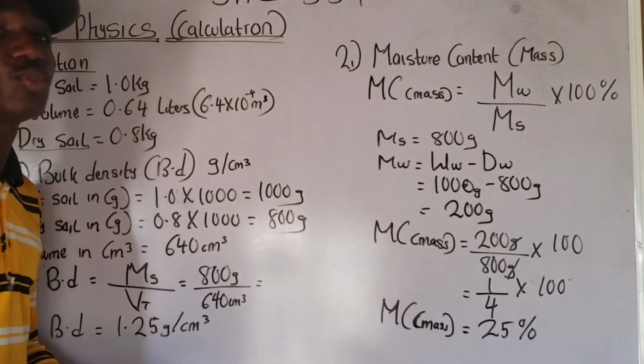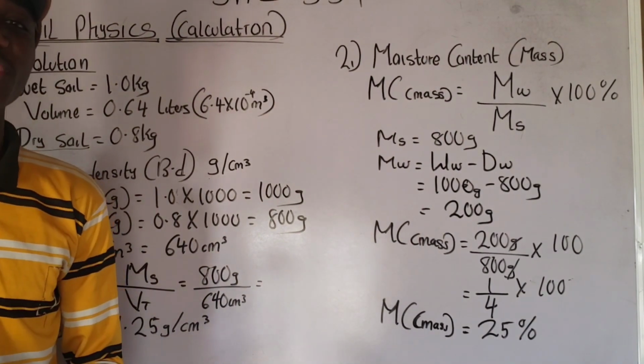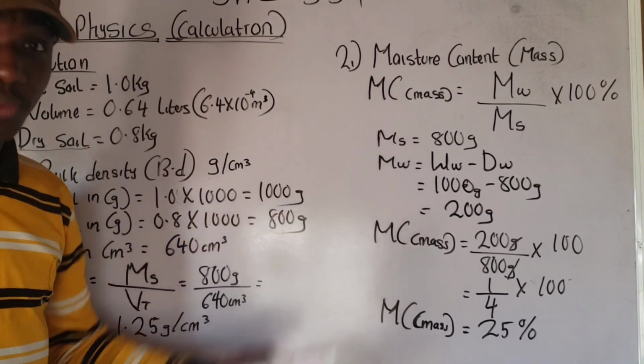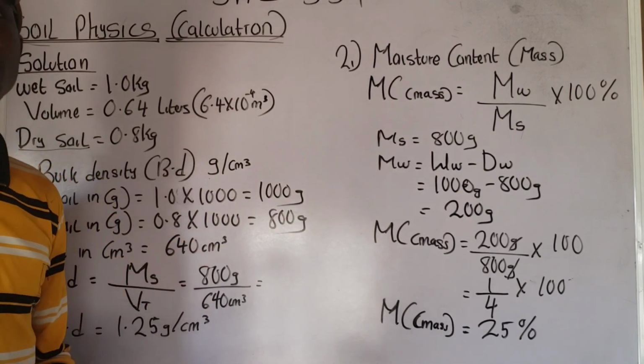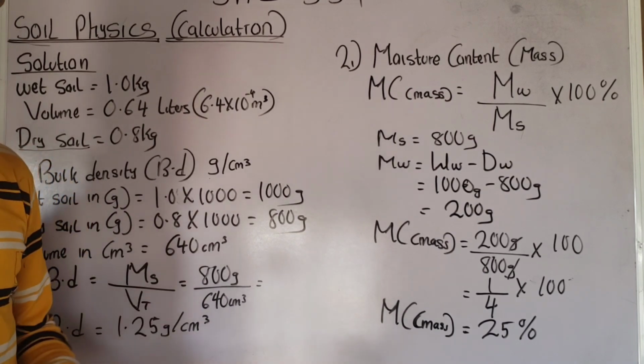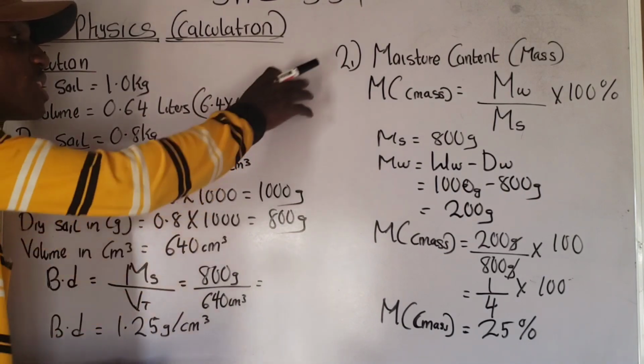25%. You might come across some questions that say you should calculate the moisture content gravimetrically. Gravimetrically simply means on mass basis. So whether they put on mass basis or gravimetrically, just know that the question is still the same. Just calculate it on mass basis. Okay? So let's proceed to the second question under question number 2.